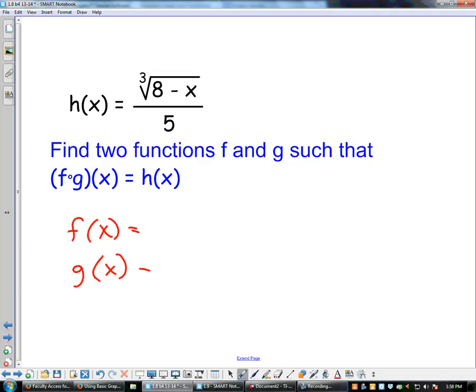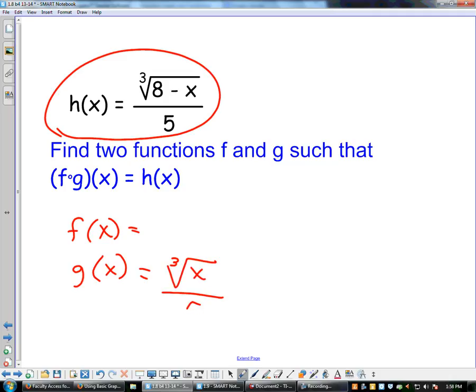So you are coming up with your own f of x and your own g of x, so that if you take the composite of f of g, you will get this function here. So what could be the inner function in this example, Alexis? Cubed root of x over 5.